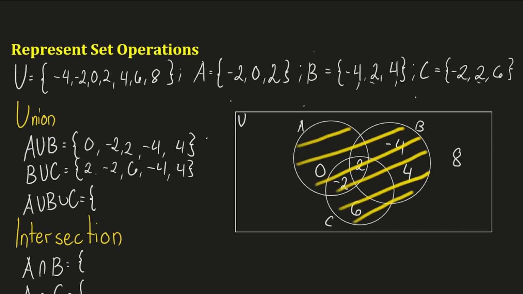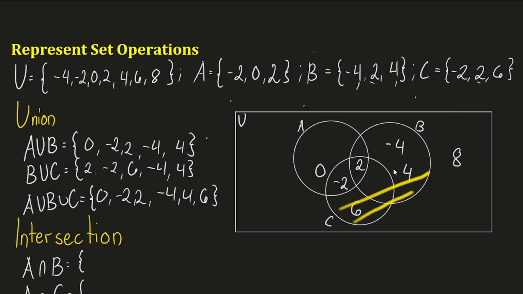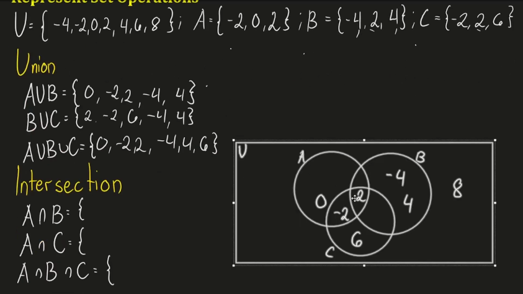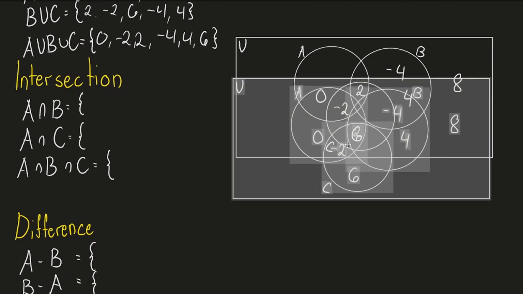Put all the shaded elements inside. So we have, of course, 2, -2, 2, -4, 4, 6. And that is how you answer union with Venn diagrams. Okay, so I'm just going to drag this down towards the intersection.